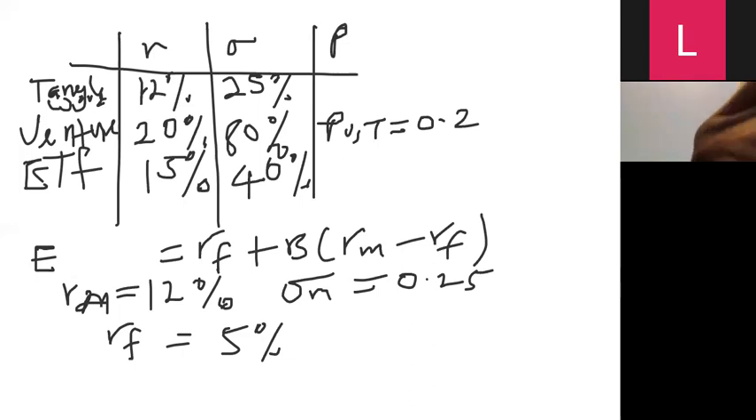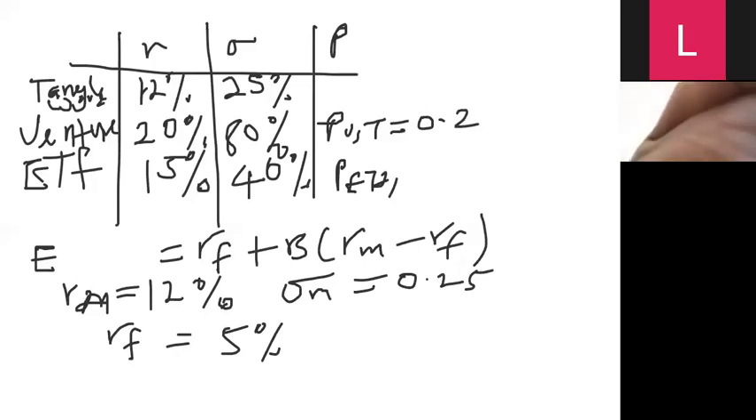So the correlation between the ETF and the Tanglewood fund is 1.3. All right. So the question is, what is the required rate of return of this ETF under CAPM? So we are also looking for the required rate of return, the same thing.